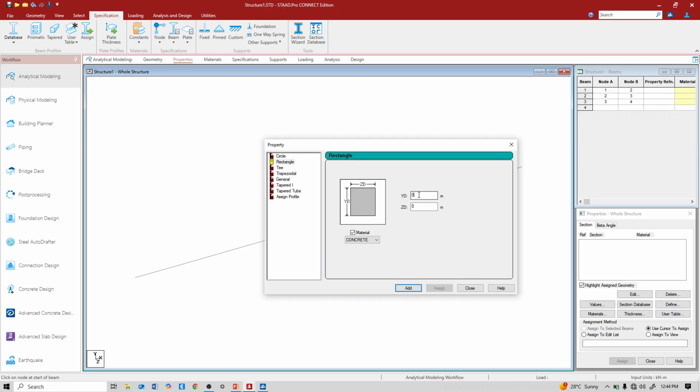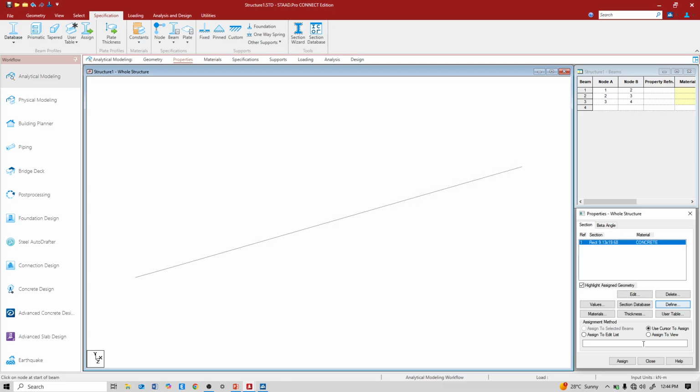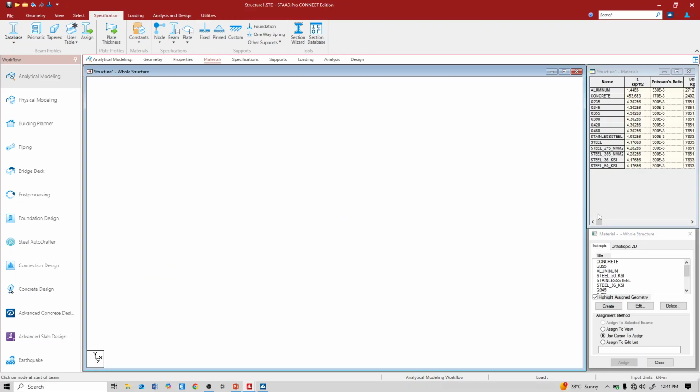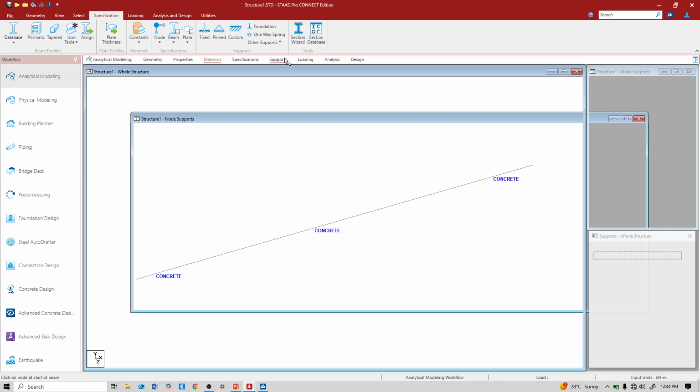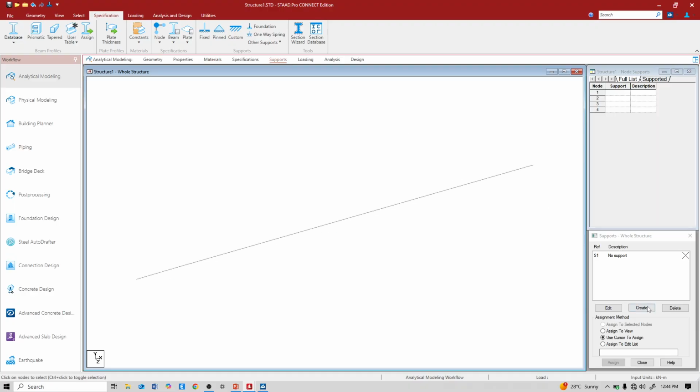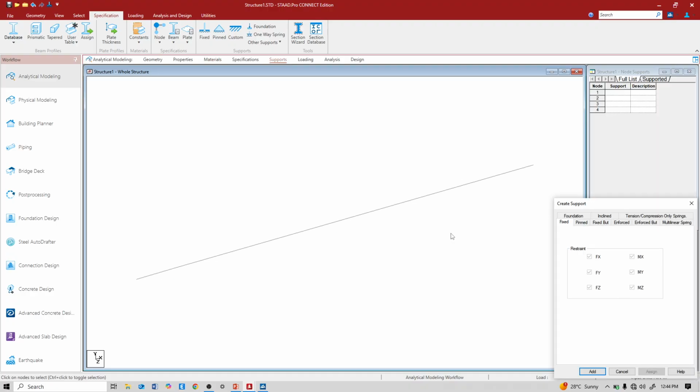rectangle. Give any properties, assign to view, assign, yes. Material: concrete. This property and material are provided only for error-less calculation of this StatPro.